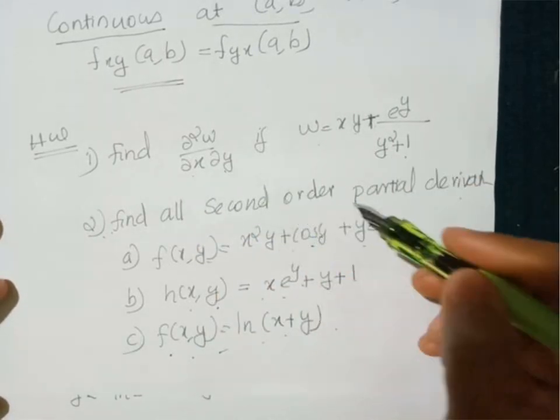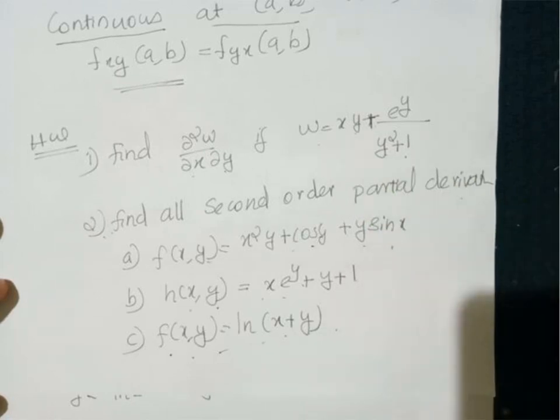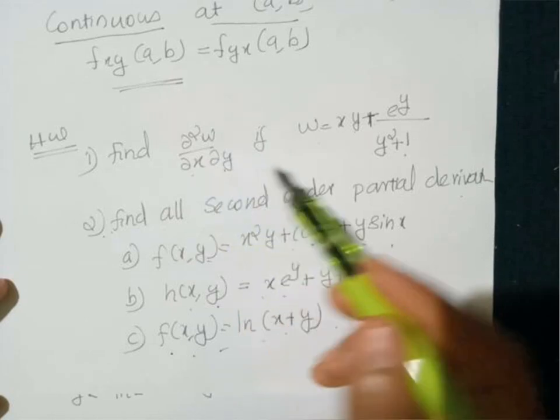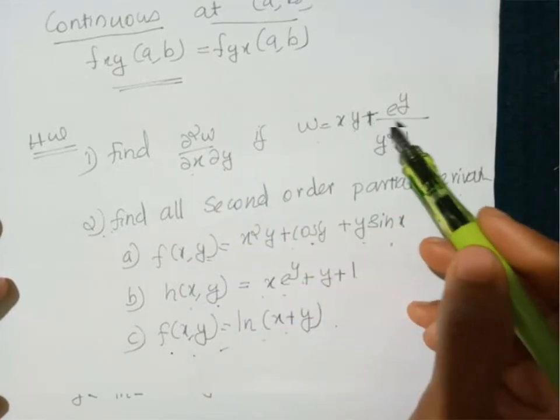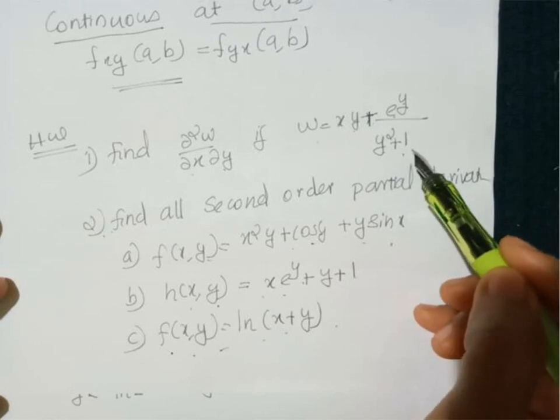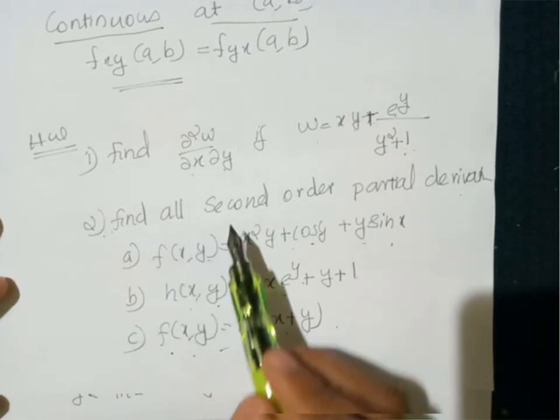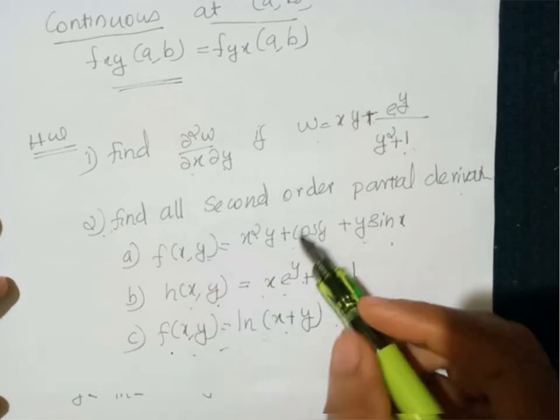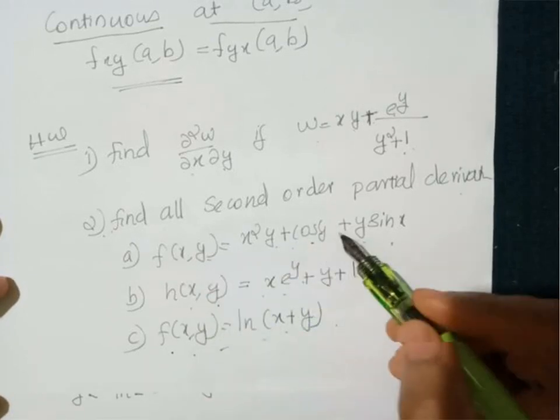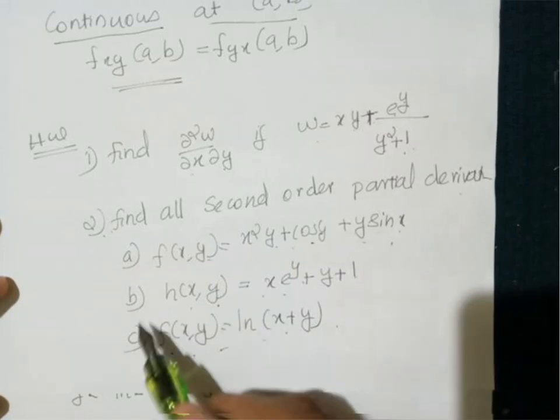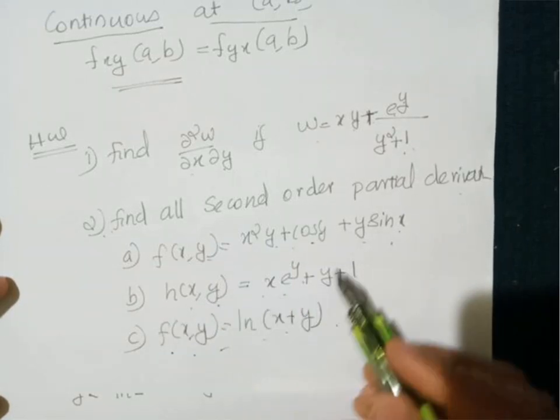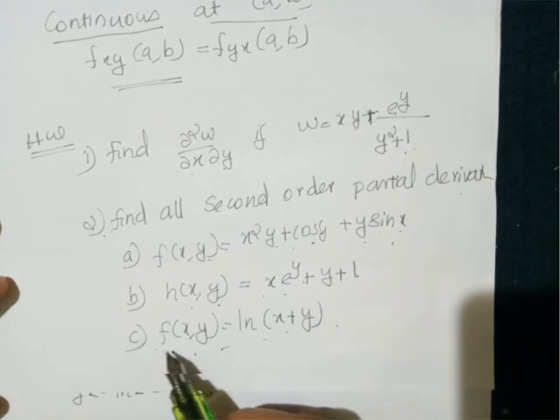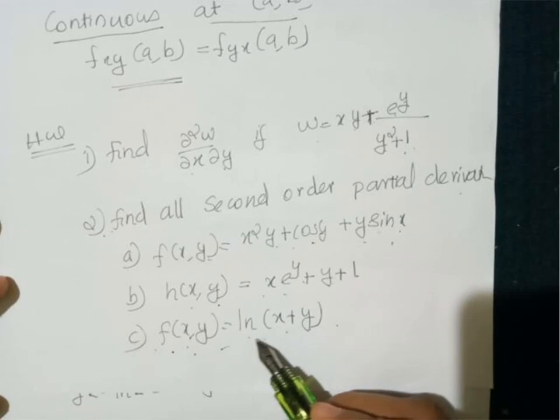This example: find ∂²w/∂x∂y where w = xy + eʸ/(y²+1). Second, find all second order partial derivatives. First question: f(x,y) = x²y + cos y + y sin x. B: h(x,y) = x eʸ + 1. C: f(x,y) = ln(x+y).